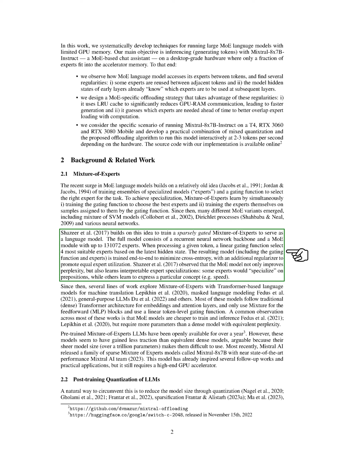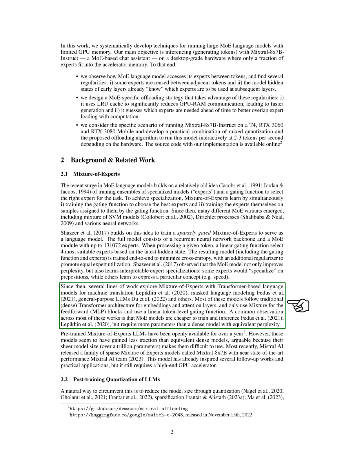The full model consists of a recurrent neural network backbone and a MoE module with up to 131,072 experts. When processing a given token, a linear gating function selects the 4 most suitable experts based on the latest hidden state. The model is trained end-to-end to minimize cross-entropy, with an additional regularizer to promote equal expert utilization. MoE models not only improve perplexity but also learn interpretable expert specializations. For example, some experts specialize in prepositions, while others learn to express a particular concept like speed.